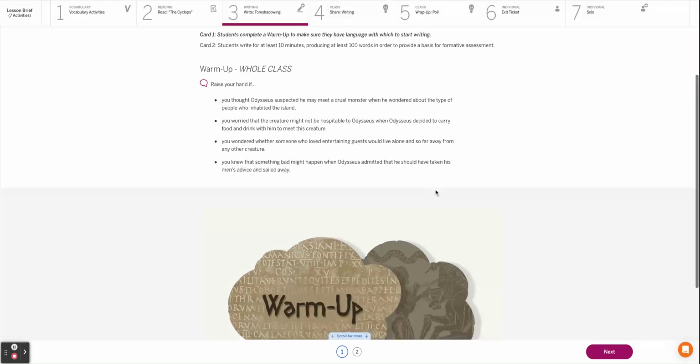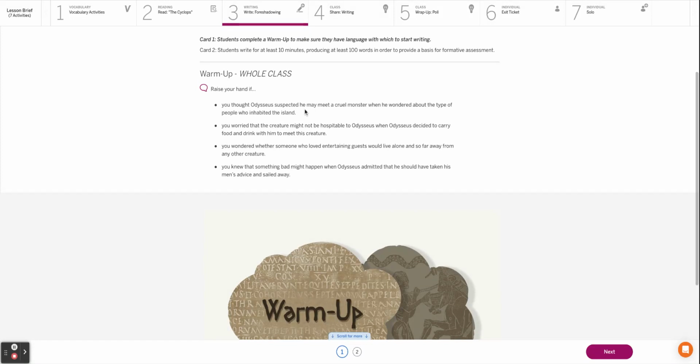Activity 3. We're going to do a writing activity. So think about whether or not you thought Odysseus suspected he may meet a cruel monster when he wondered about the type of people who inhabited the island. So what clues did he see when he thought about who might live on the island?